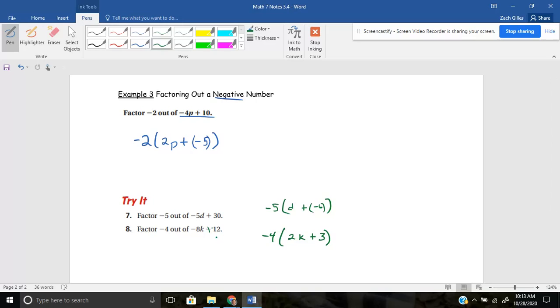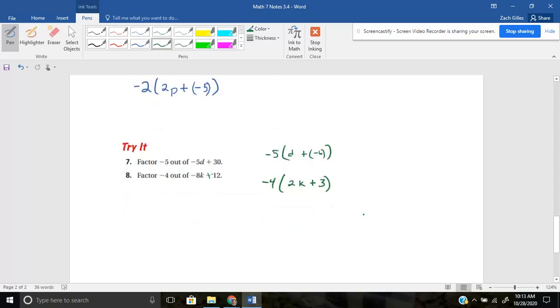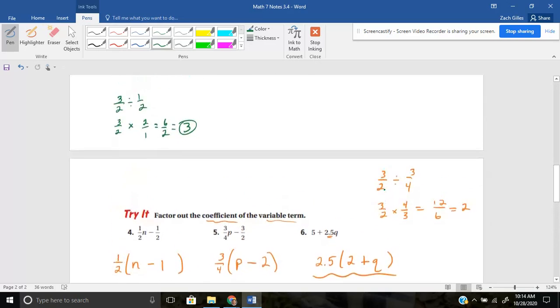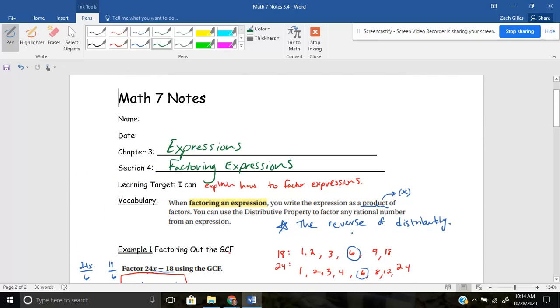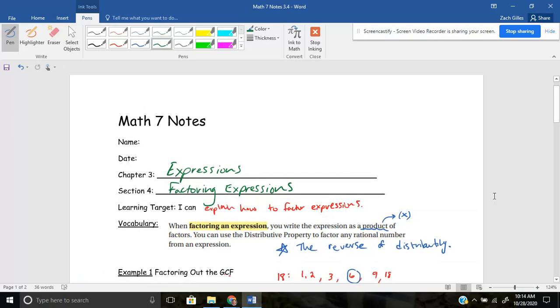Okay, so that wraps up factoring. Hopefully by going through those examples, that really helped you figure this out. Again, I like to think of it as the reverse of the distribution method. So please let me know if you have more questions, and I'll be happy to help. I will see you guys later.